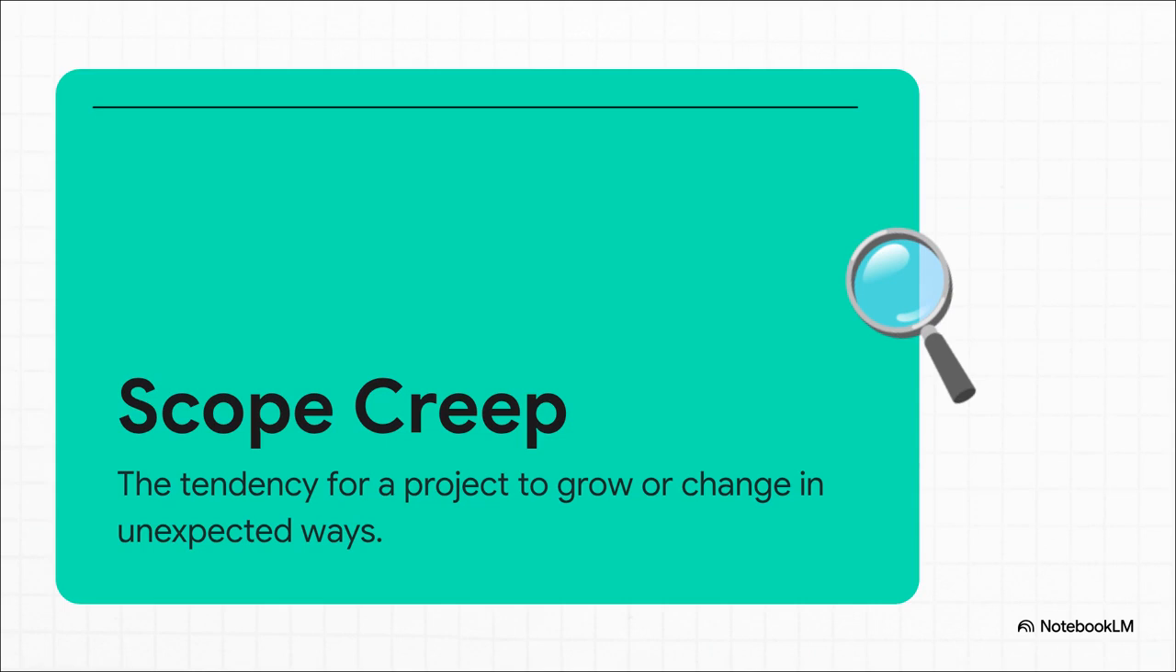But along the way, you have to watch out for a notorious project villain called scope creep. This is what happens when people start saying, hey, can we just add this one little thing? And those little things start to pile up, and suddenly your project is late and way over budget. A good project manager is ruthless about protecting the scope.